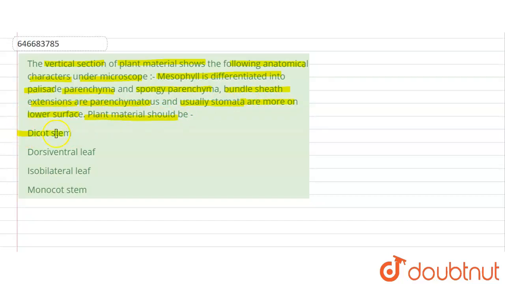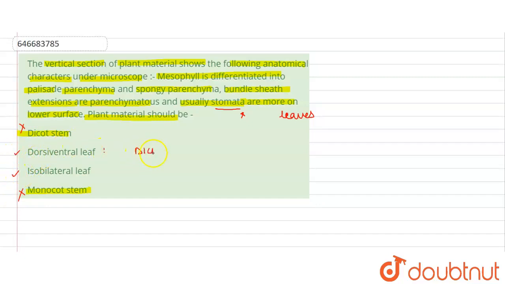So we have the options dicot stem and the monocot stem. Now the very important point over here is the stomata. Stomata are found in the leaves. So yes, you can exclude the options dicot stem or monocot stem. Neither of them is the answer. Now we are left with the dorsiventral leaf and the isobilateral leaf.